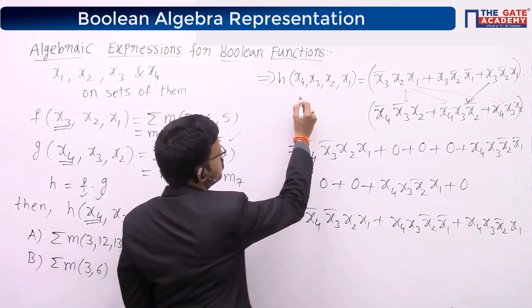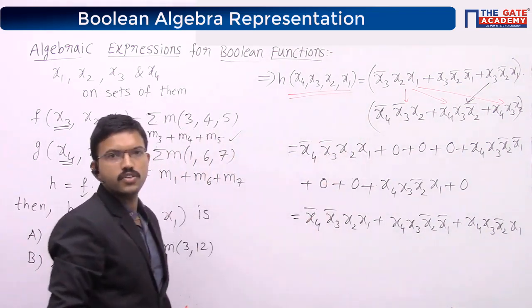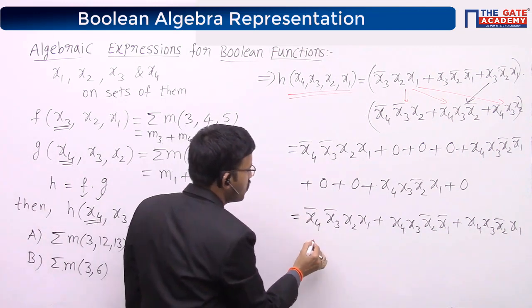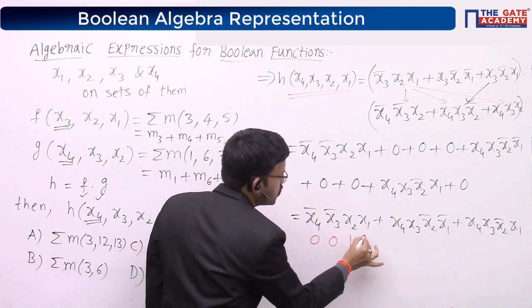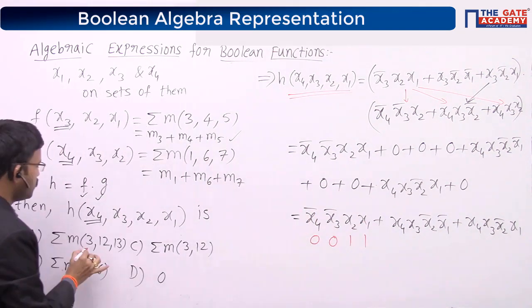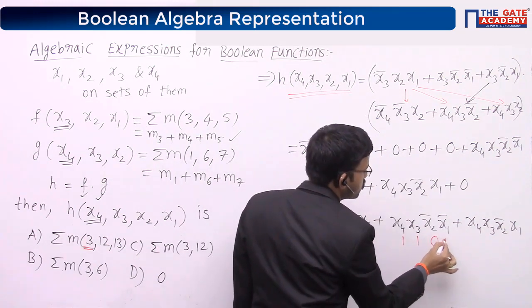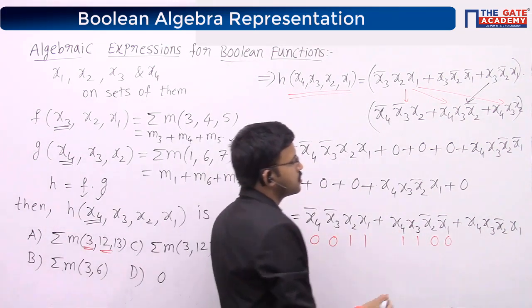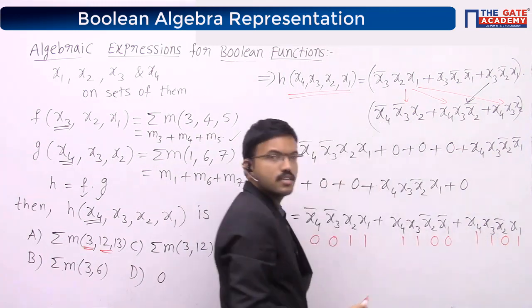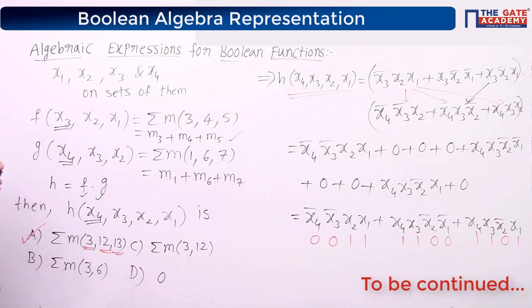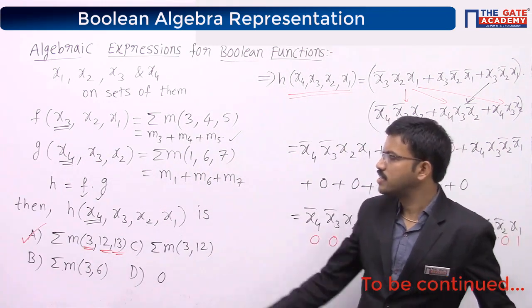Here it is a function of 4 variables. x4, x3, x2, x1. That means here 0, 0, 1, 1. That means what? M3. 1, 1, 0, 0. That means 12. Next, 1, 1, 0, 1. That is 13. That means option A is the correct answer. Okay, for this question, answer is option A.